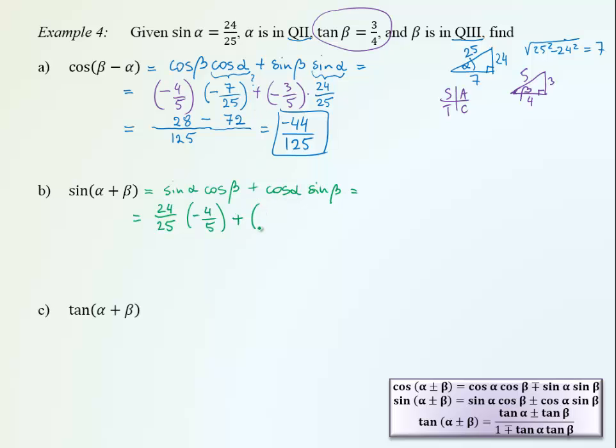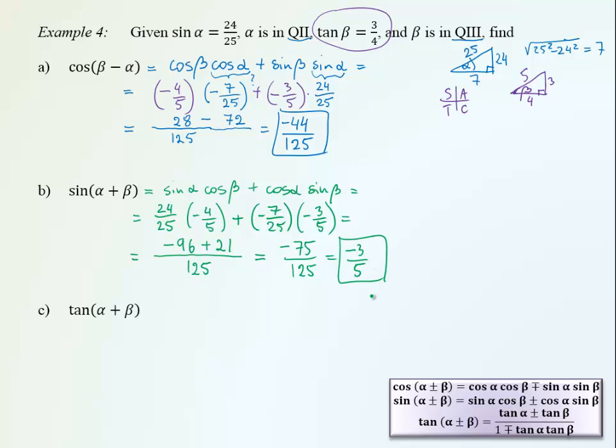Cosine alpha is negative 7/25. And sine beta is negative 3/5. So altogether we have, again, the denominator is 125. The first term is negative 4 times 24, which is negative 96. The last term, 2 negatives makes it positive, 3 times 7, 21. So overall we have negative 75 over 125, which could be reduced further by 25, leaving us with negative 3/5 as a final answer.